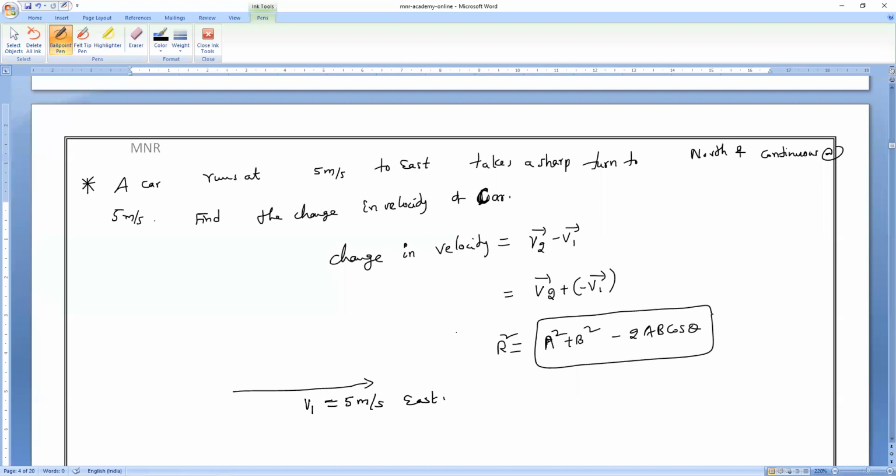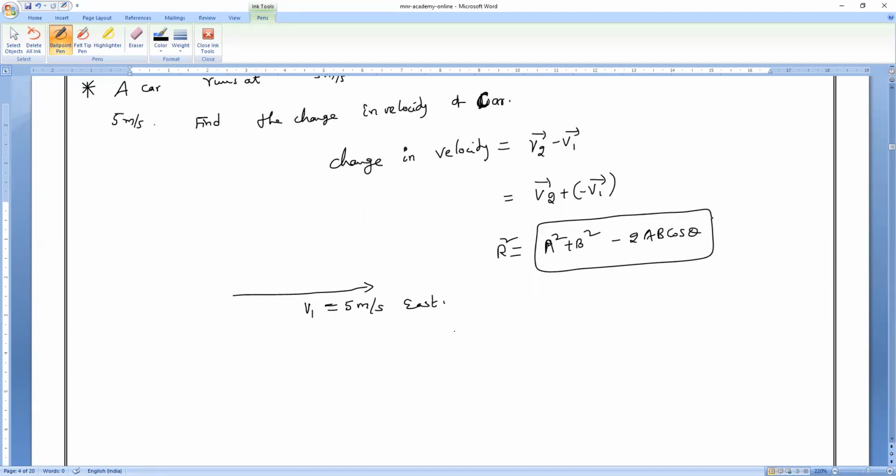Now, next. It has taken a sharp turn to north and continues at 5 meters per second. Means we have to join tail to tail or head to tail? Tail to tail. Should I take it here or here? At the sharp turn and passing, I have to take at this point. Is it right or wrong, Rudresha? Clear? Understand, all of you?